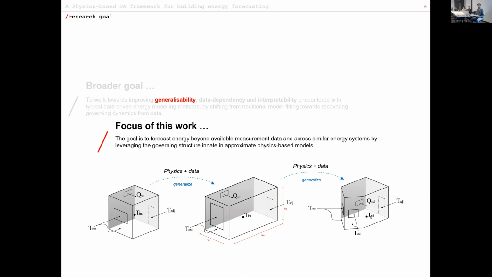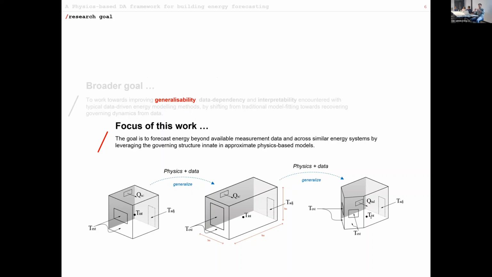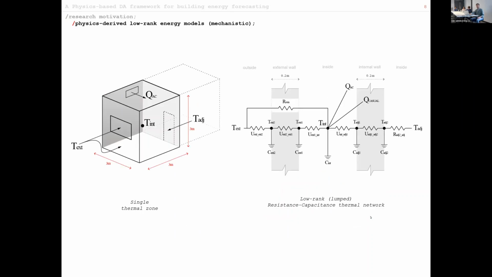The idea here is to leverage the governing structure that is innate in physics-based models. Just to give a last comment on this, we have a model for, let's say, a room or a zone in a building, and we want to explore the ability to reuse and adapt that model in similar systems that are undergoing similar phenomena. Why should we start from scratch and build fresh models for new data, when we can actually adapt physics-based models from previous or related systems?